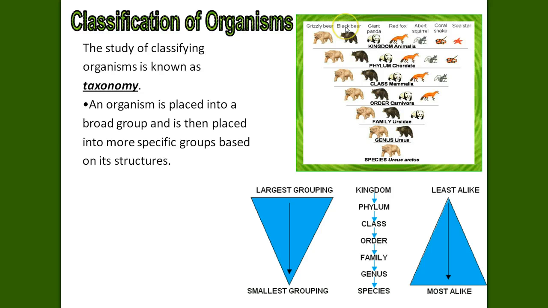The black bear fits into almost all of the categories. The giant panda fits into almost all of them and stops at family. The red fox fits into the beginning of the categories. The Albert squirrel just 3, the coral snake only 2, and the sea star only 1.